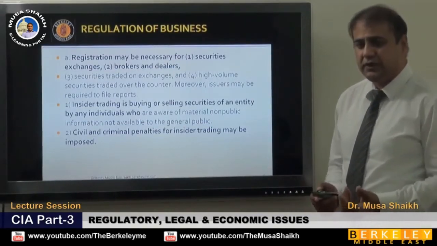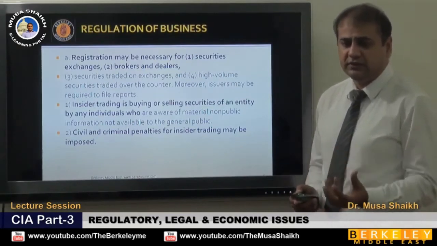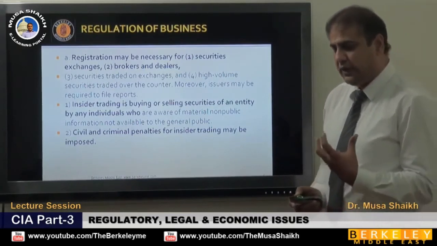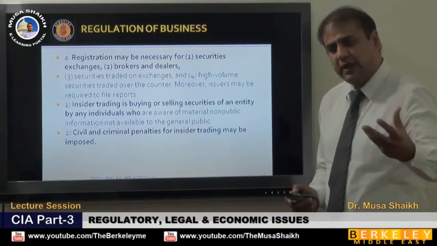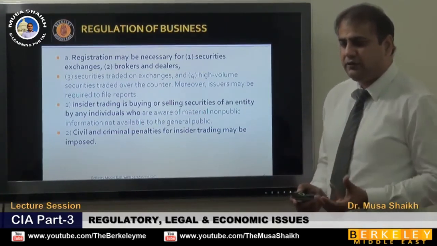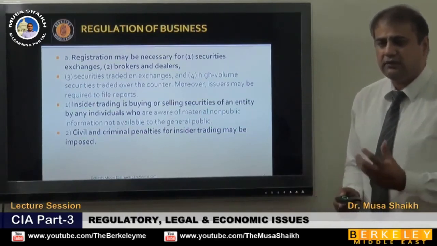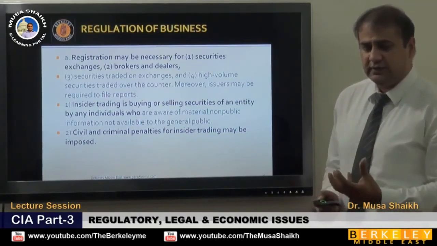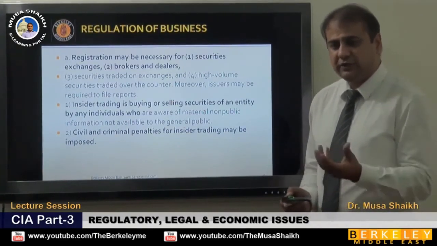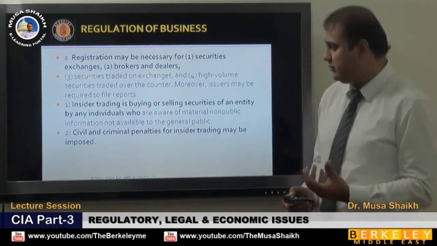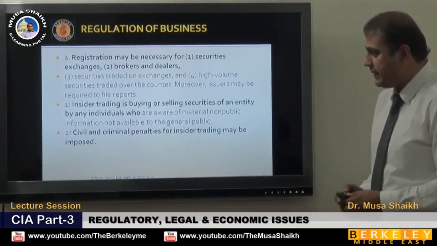Now, if you deal in securities, you have to be registered with the securities market regulator. If you're a bank, you have to register yourself with the central bank. Same like, if you are in medicines, hospitals, clinics, you have to register yourself with the MOH, Ministry of Health. These are all mandatory requirements.